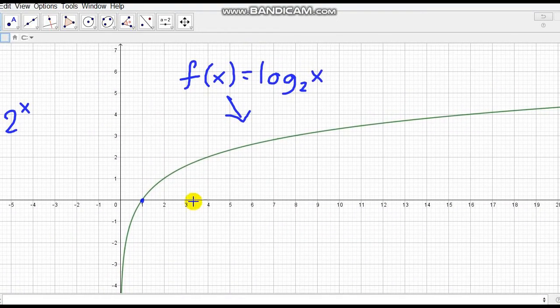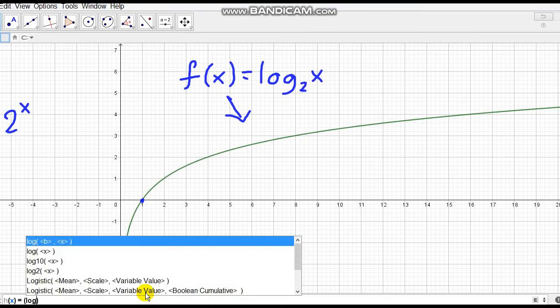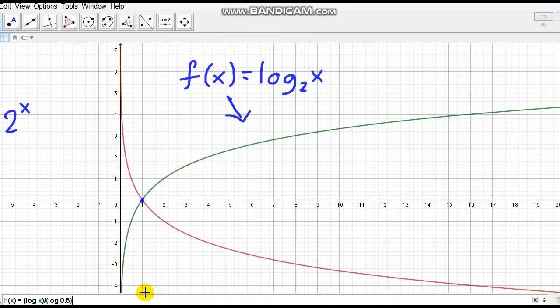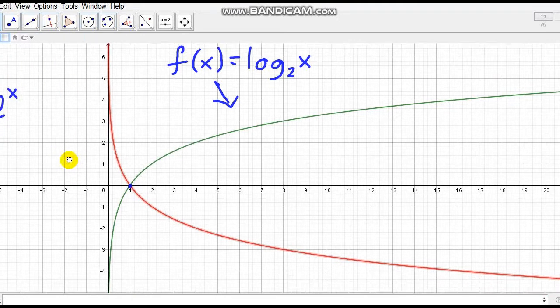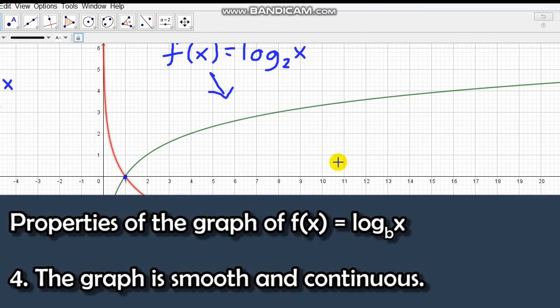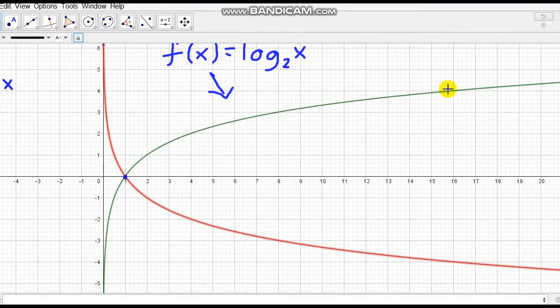In this case, this graph is logarithm of x to the base 2. So we can see here that it is increasing. But if the base is in between 0 and 1, it is decreasing. The graph should look like this. I will graph h of x is equal to logarithm of x to the base 0.5. So this is the graph of logarithm of x to the base 0.5. It is decreasing. And lastly, the graph is smooth and continuous. So it is a smooth curve. So whenever we graph it, make sure that it is a smooth curve.